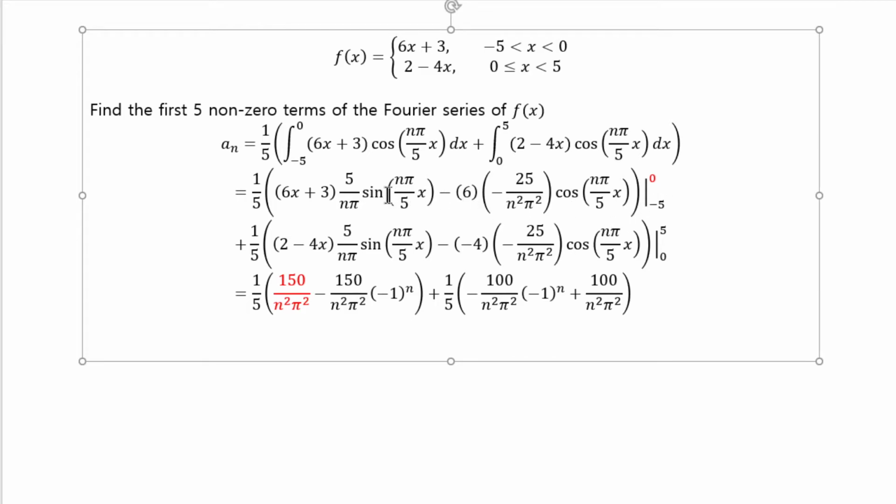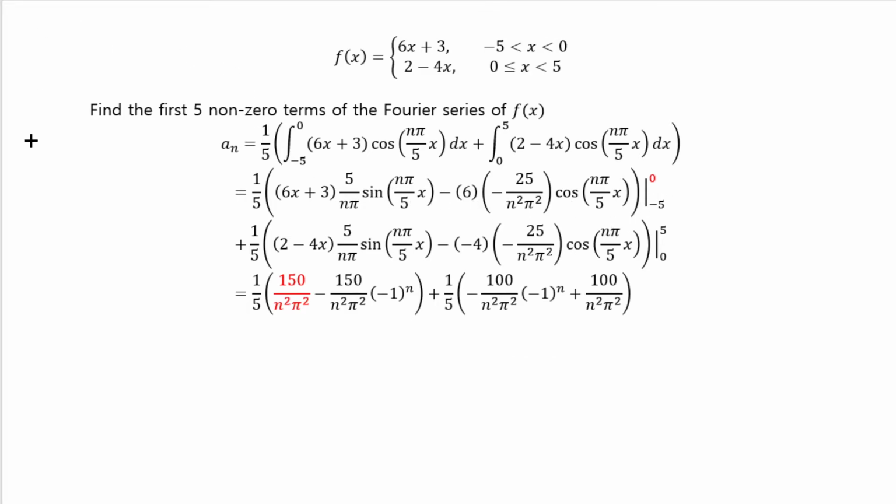Now when you plug in negative 5, that's a different story. When you plug in negative 5 into n pi x, that gives you sine of negative n pi. And sine is an odd function, which means that the negative can come outside. So it's negative of sine of n pi. And sine of n pi is 0. I hope you know that. And then another one is cosine n pi is negative 1 to the nth power.